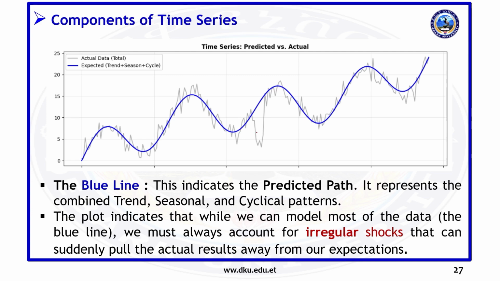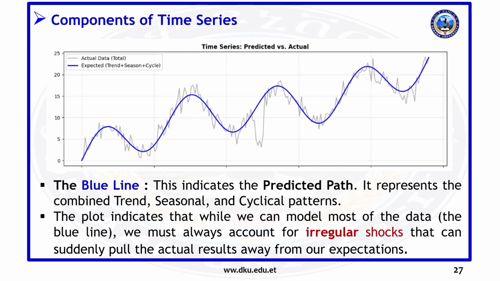The gray line, on the other hand, represents the actual observed data. While it generally follows the same overall direction as the predicted path, it does not match perfectly. The differences between the two lines highlight the presence of irregular fluctuations. These are unexpected variations or shocks that cannot be captured by the model, such as sudden economic changes or random external events. This comparison illustrates an important concept.